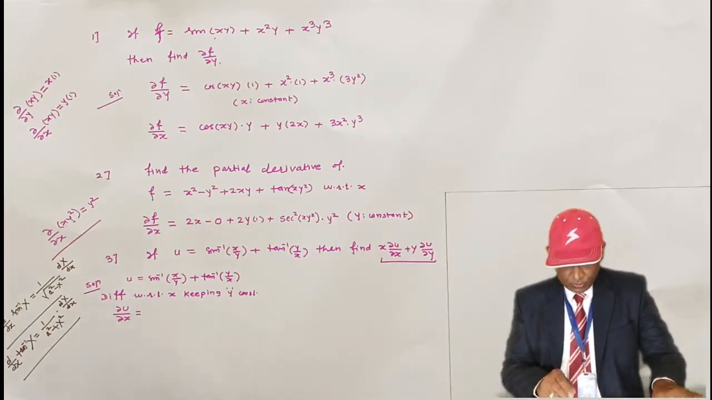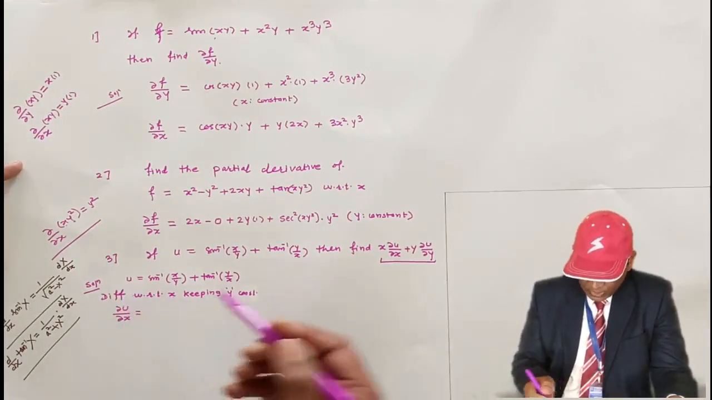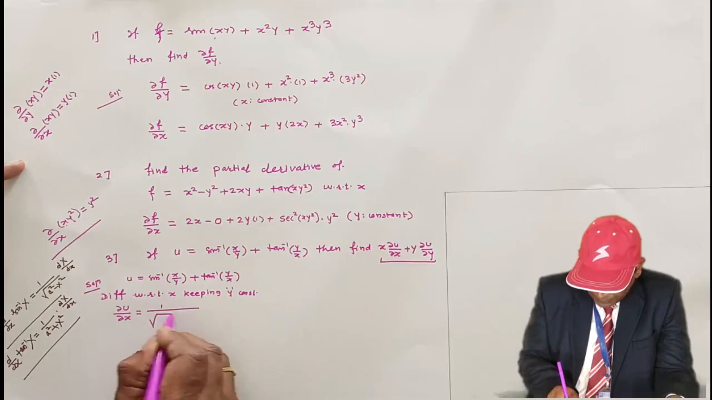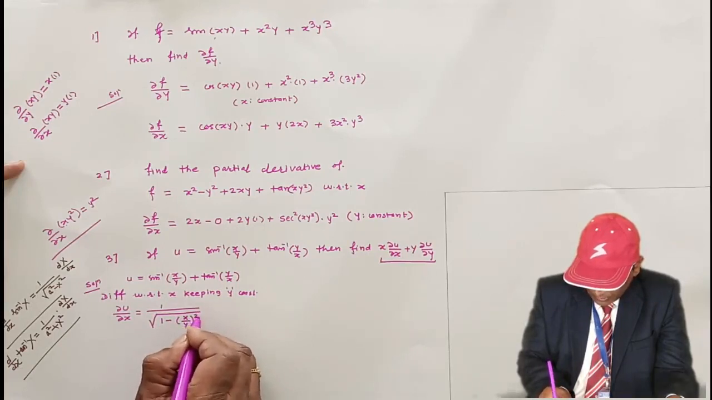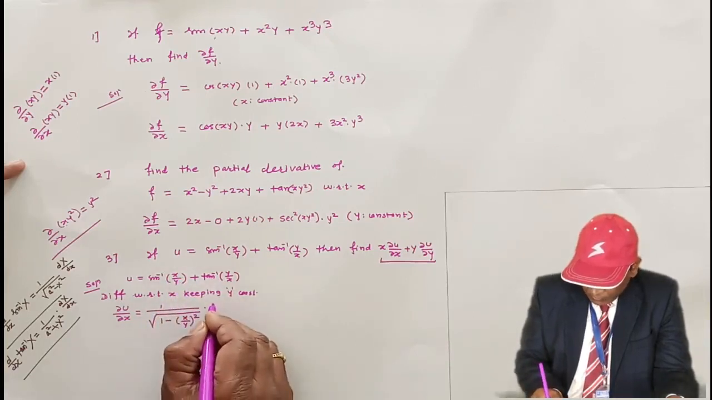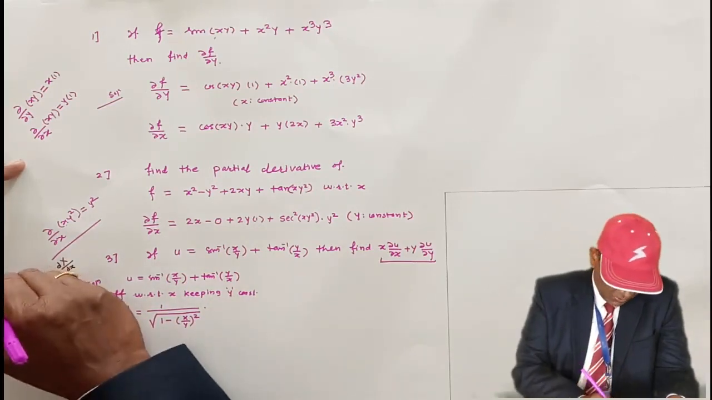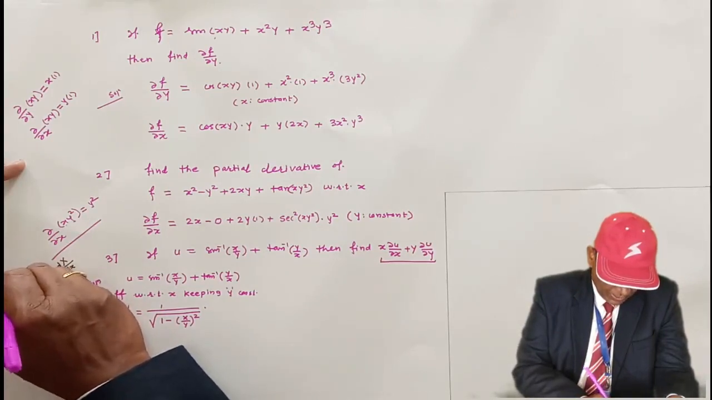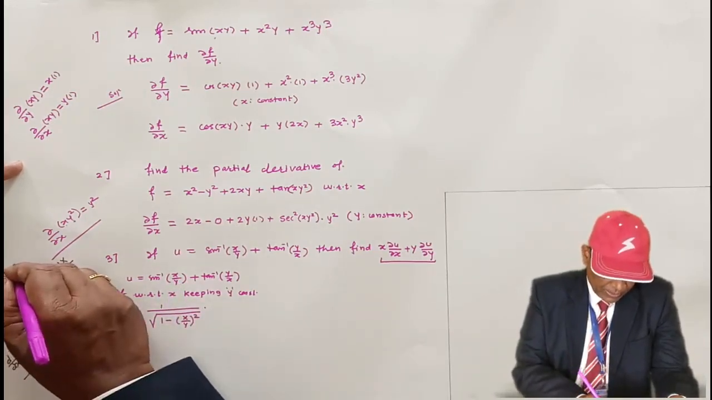Now derivative of u with respect to x keeping y constant. Now derivative of sine inverse of this function means what? 1 by under root 1 minus argument square, okay, multiplied by derivative of x by y with respect to x. Here I am writing derivative of x by y with respect to x is what? Derivative of x is 1 and 1 by y is constant, means 1 by y.